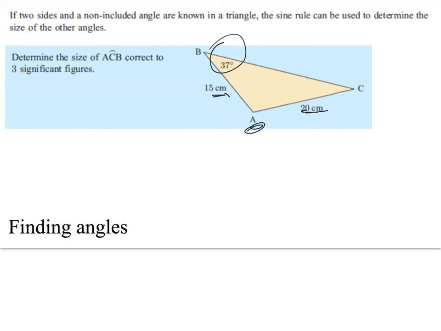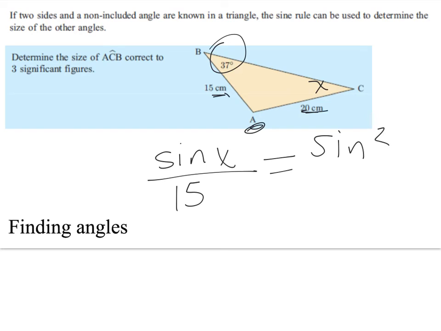So the way we would do that is we're going to let angle ACB be equal to x. So we're going to let this equal x, or angle C, either one. So we're going to have sine of x over 15 is equal to the sine of 37 over 20. So we're using our angles and then our sides opposite, and we're setting up our ratio.